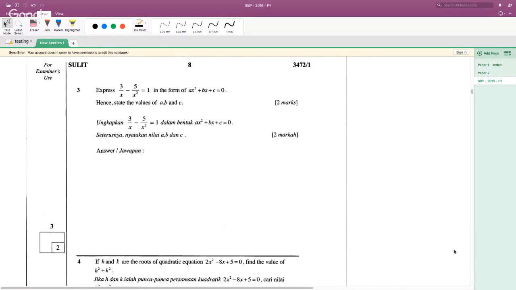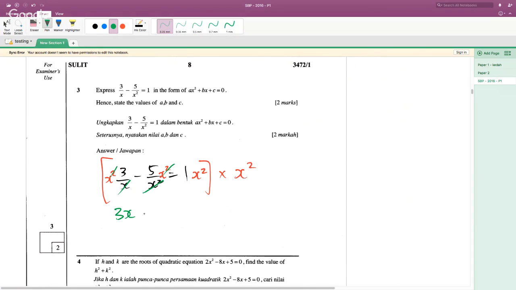Okay, express this equation in the form of a quadratic. This one is just a simple algebra question. 3 over x minus 5 over x squared equals 1. I want to multiply the whole equation by x squared, every single term. Then simplified, I get 3x, and I get negative 5, equals x squared. So 0 equals x squared minus 3x plus 5. All right, done. This is what it means to express your equation in that form. It should be okay.